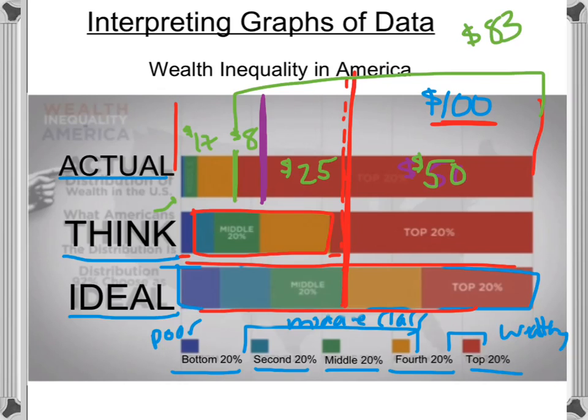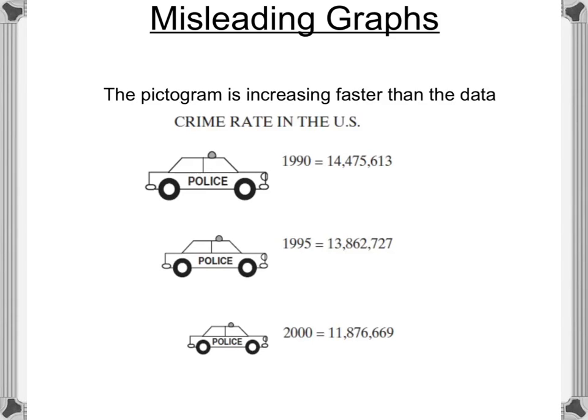I mean, you can tell I spent a lot of time talking about it. It takes a lot of analysis to interpret graphs. Now, there are a few things that might be misleading about a graph. First of all, a lot of times people use a pictogram to represent data. And this is a pictogram showing crime rates in the United States for the years 1990, 1995, and 2000.